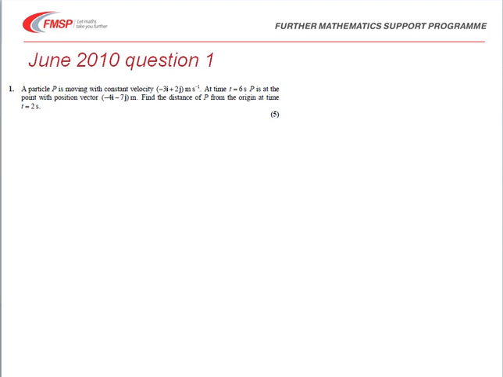The first question comes from the June 2010 paper. In this one we're given the fact that a particle is moving with some constant velocity negative 3i plus 2j. If we try and illustrate that, it's moving with some sort of velocity like this, negative 3i plus 2j. And at time t equals 6, it's at some point P with position vector negative 4i minus 7j. So it's at some position here where we know its position is negative 4i minus 7j.